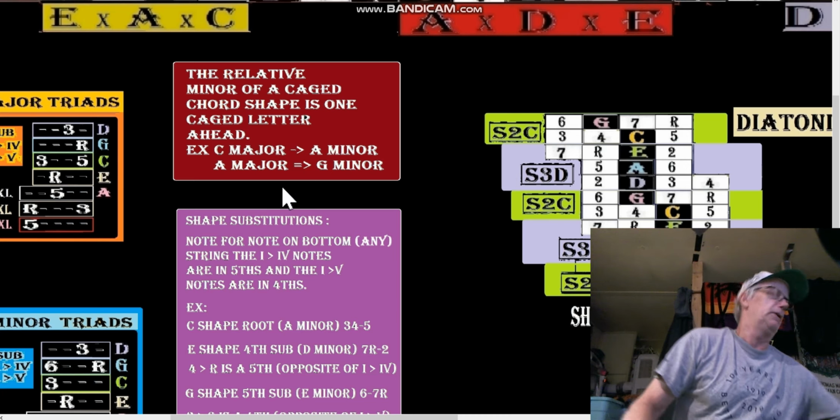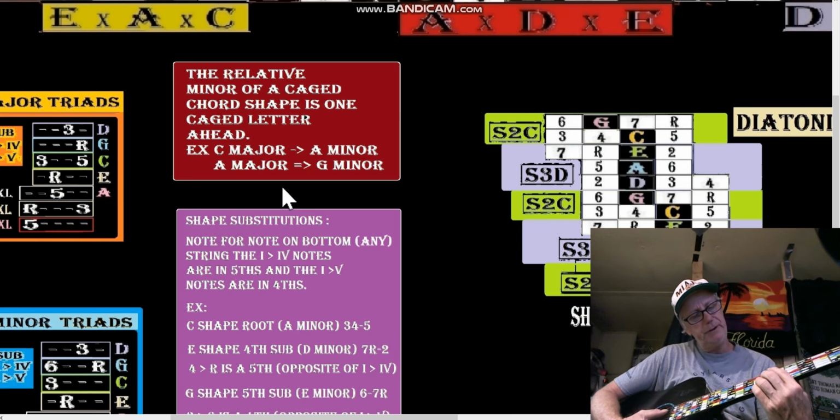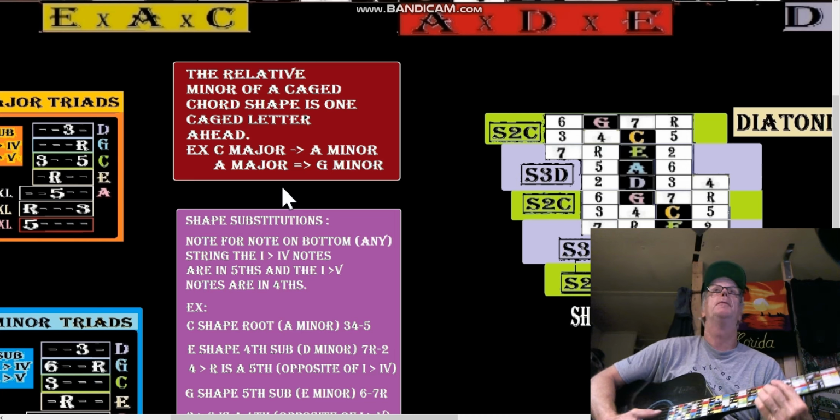So how does that work? What do you mean G minor shaped chord? Well, if I have here a B flat, I'm playing it in A shape.